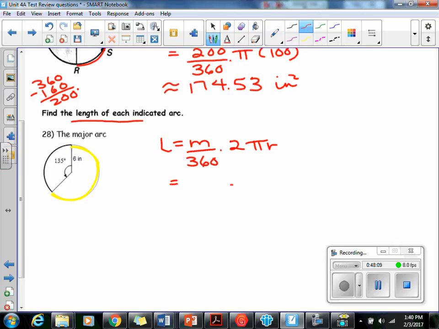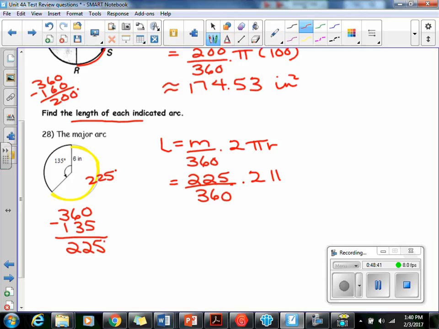All right, so if I plug in, what do I have to do to get M for this one? Subtract the minor arc from 360. All right, so you're gonna do 360 minus the minor arc, which is 135. What is that? 225. All right, so the arc is 225 degrees. You're gonna use that as your M. And the radius is 6.